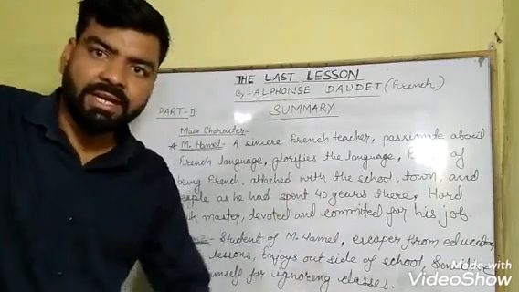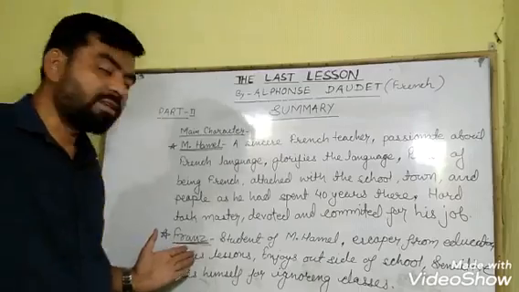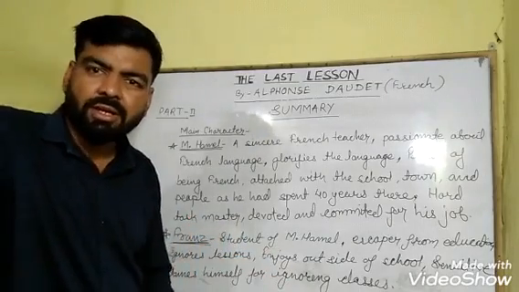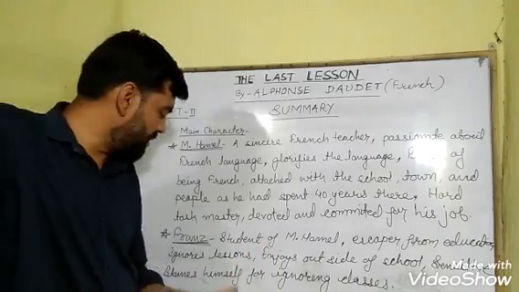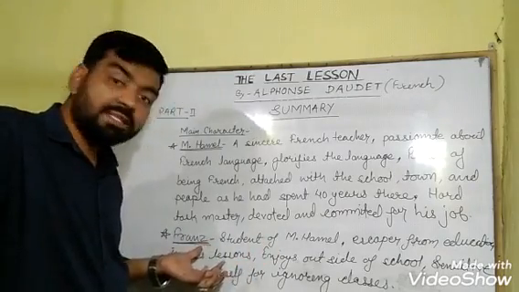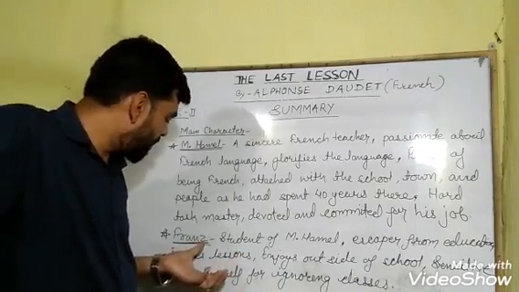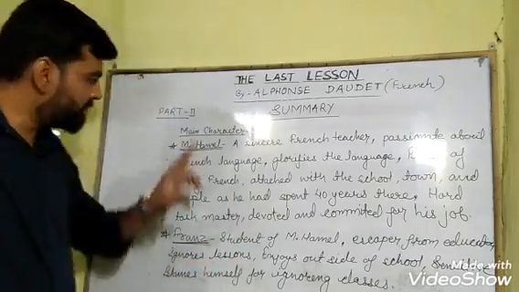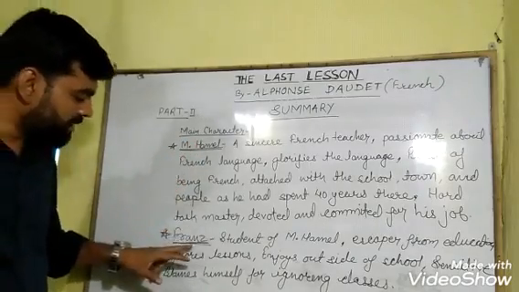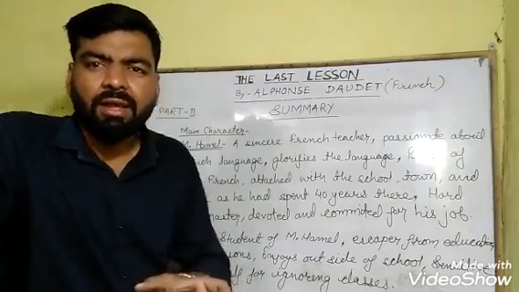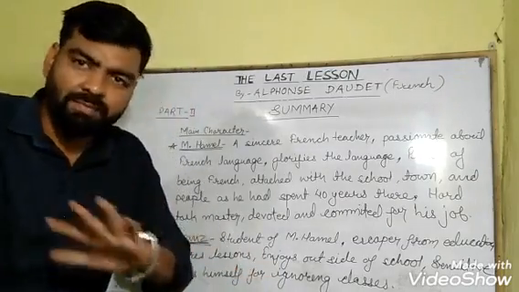Okay, moving to the second character, which is Franz. Franz is a very popular name in France. So there is a second, very important character, Franz. There are only two characters. First is M. Hamel, second is Franz, and there are some mute characters, and you need not worry about the mute characters. They are mute.